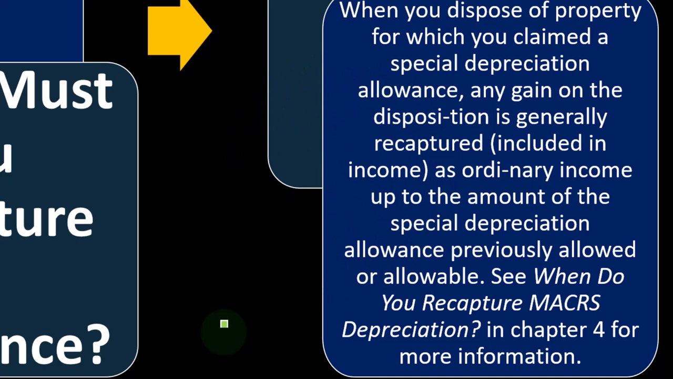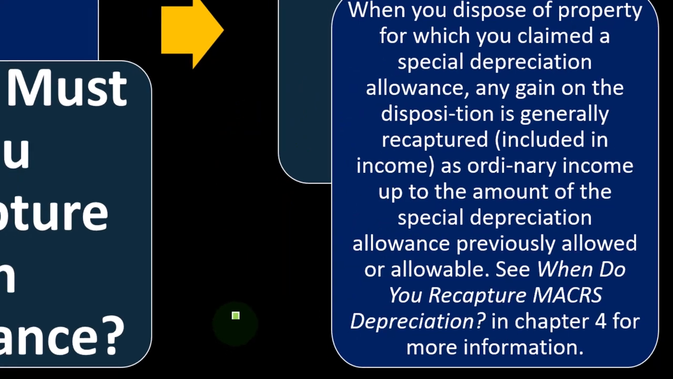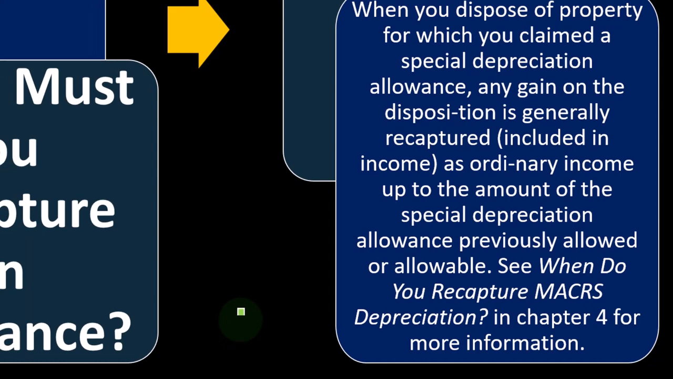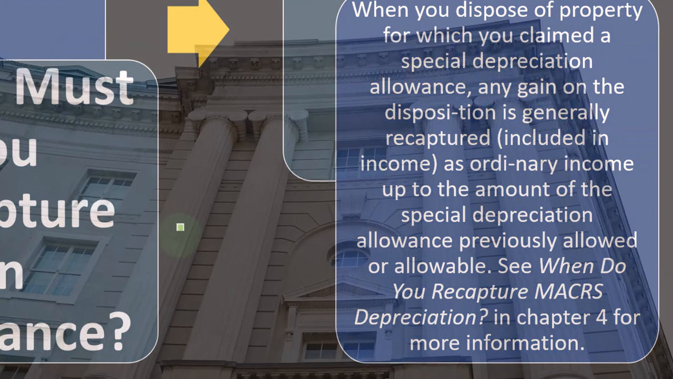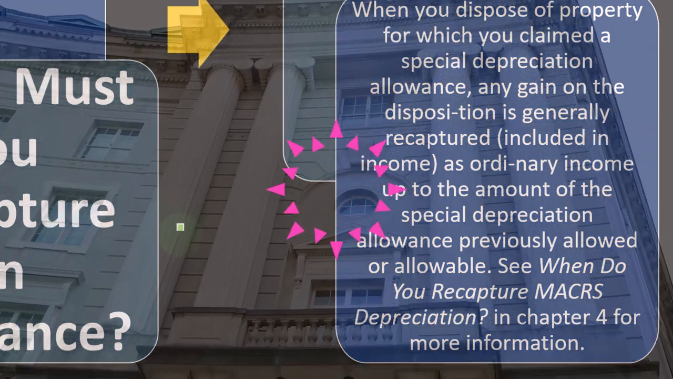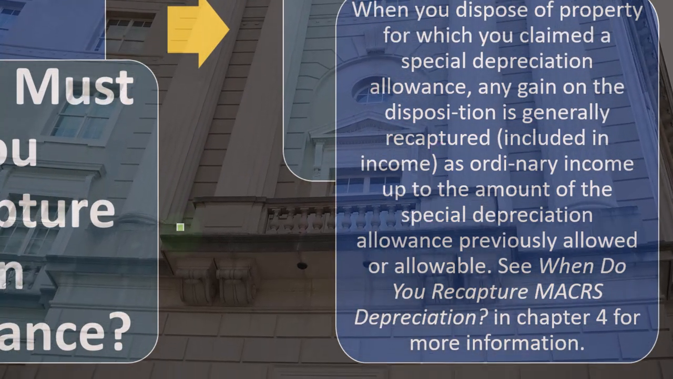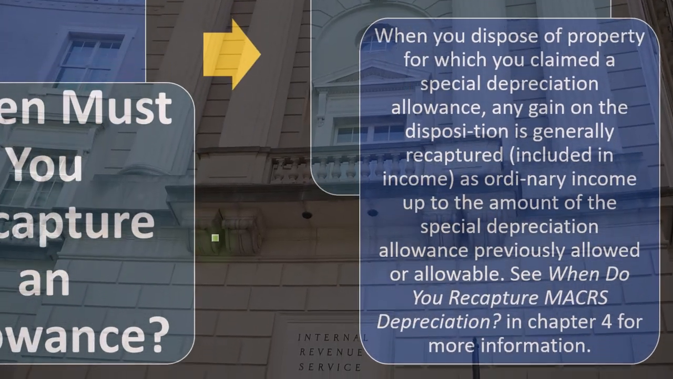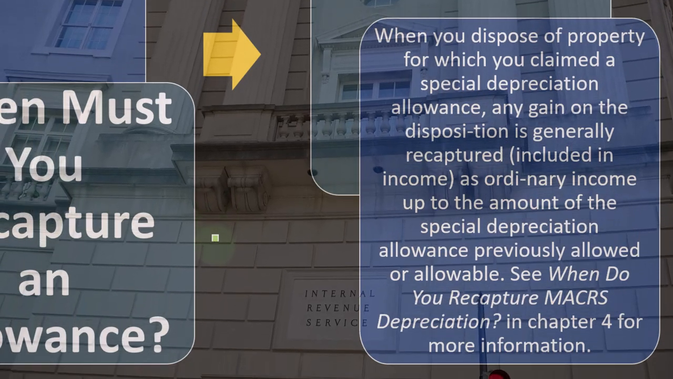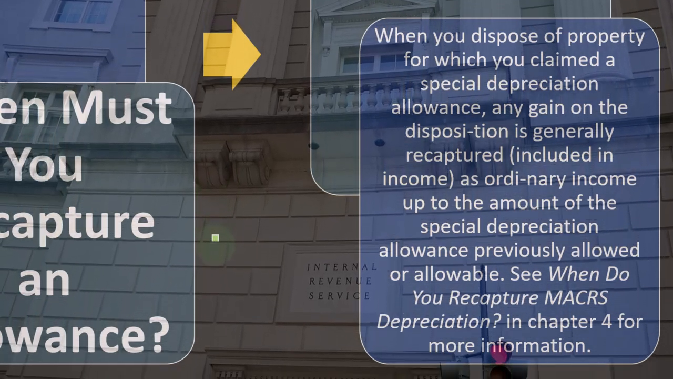But in this situation, the gain that's going to be generated is almost certainly kind of artificial, because when you take a look at the basis of the property that you sold, it's artificially low because the IRS has put in place this special depreciation, which allowed you to get this big expense up front instead of doing what would normally be done under normal accounting rules, which would be to allocate the cost over the useful life of the property.